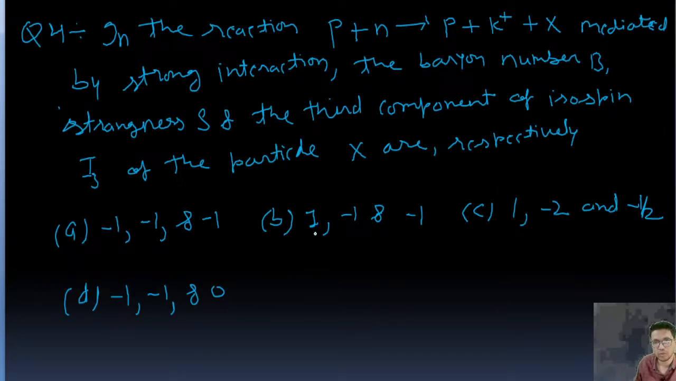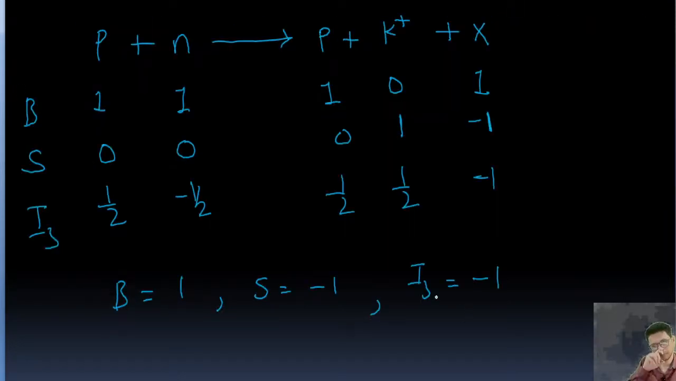1, minus 1 and minus 1. Okay, so this is how we get the baryon number, strangeness, and I3. And there is a formula for getting strangeness as well, guys. This is Q equal to I3 plus S plus B by 2. B is baryon number, S is the strangeness, I3 is the component, and Q is the charge.